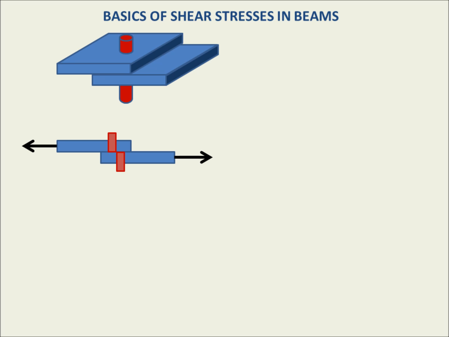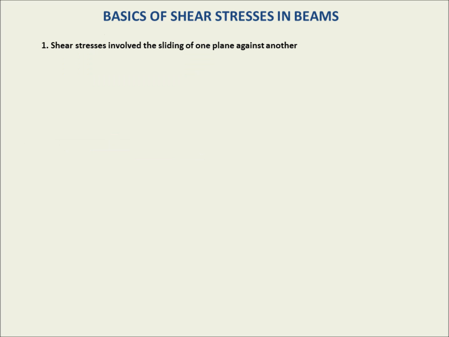Let's go ahead and make a statement about what we just intuited. Let's state that shear stresses involve the sliding of one plane against another, and we can intuit that what we just did with that bolt involved the sliding of the top plane against the bottom plane at that point of intersection of the two plates. We sheared the bolt by the sliding of these planes relative to each other, and that's what shearing essentially is.